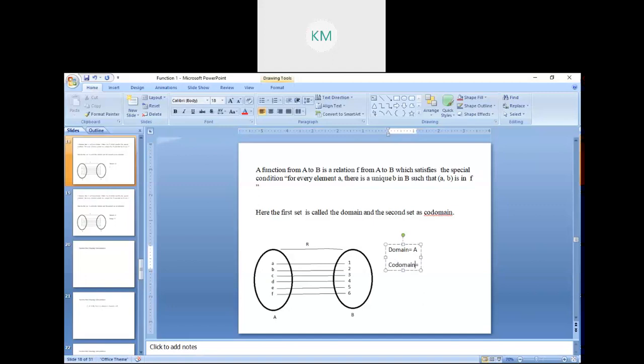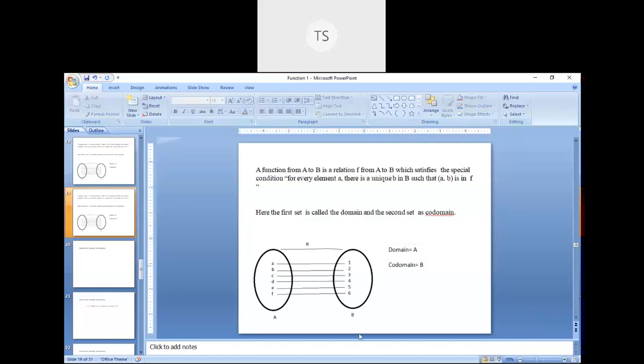Set B. Codomain is set B. Yes, correct. The codomain is set B. And what is the range of this particular function? Range? Set B, because for each element of set B we are getting a pre-image. Okay, so set B is the range as well as the codomain for this particular relation R.